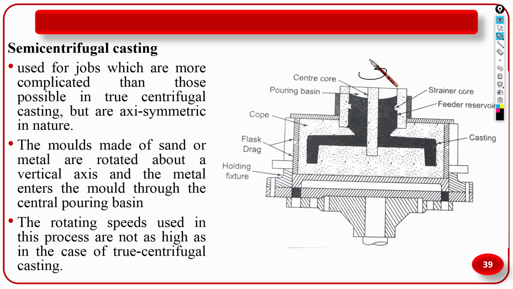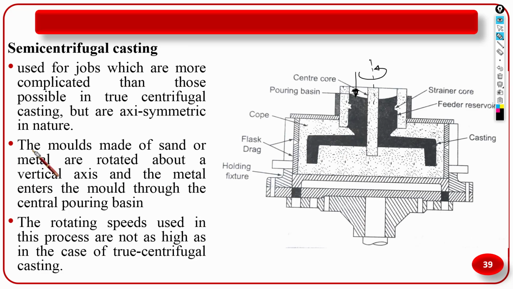So this is the mold, a sand mold, and you can see this is all sand and the cavity is here, this black portion is the cavity. So molten metal will be poured inside. Let's suppose this is poured here, then it will go to the farthest places like this one. So any complicated kind of casting can be done by semi-centrifugal casting.